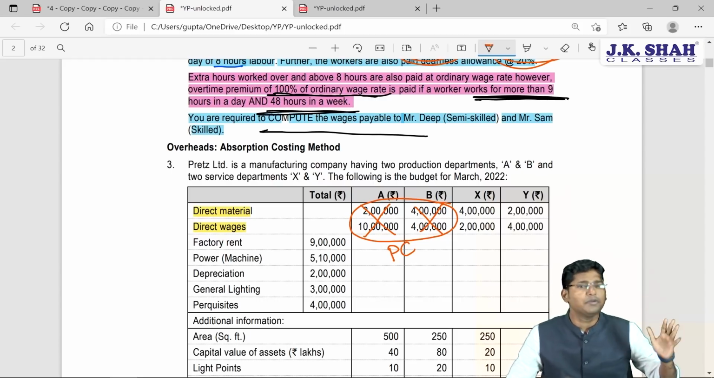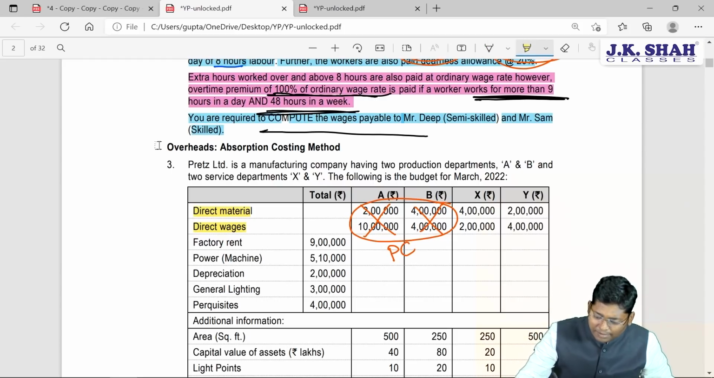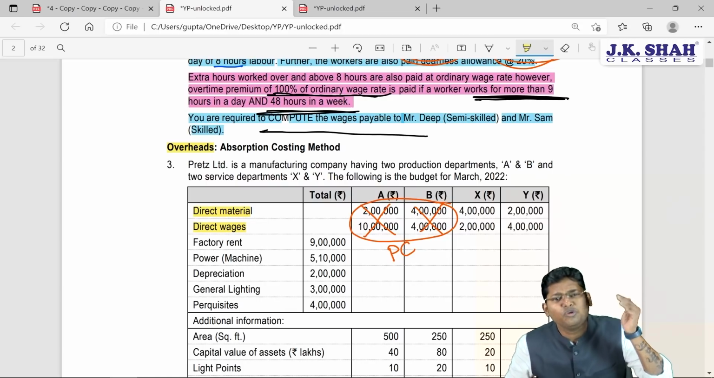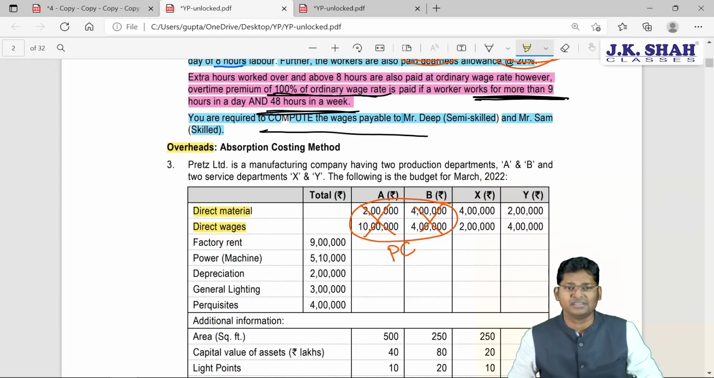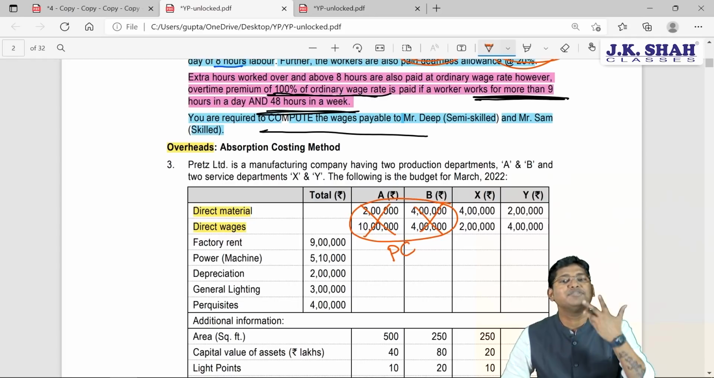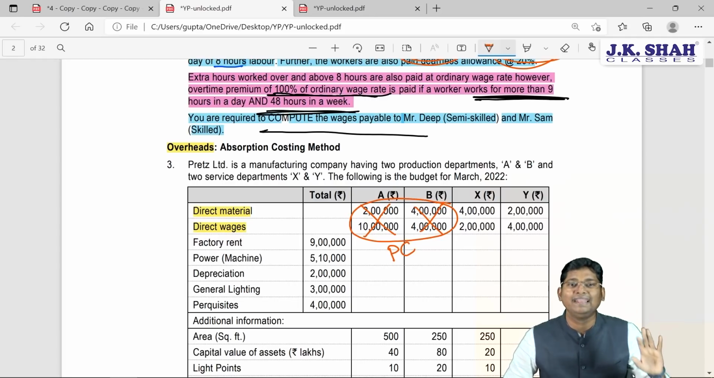In the production department, what is the name of the chapter? Chapter's name is overhead. So we should record only overhead while calculating the rates. These are not overhead. Material cost and labor cost are not overhead. They form part of your prime cost. That's why we should exclude them while recording overhead as far as production departments are concerned.